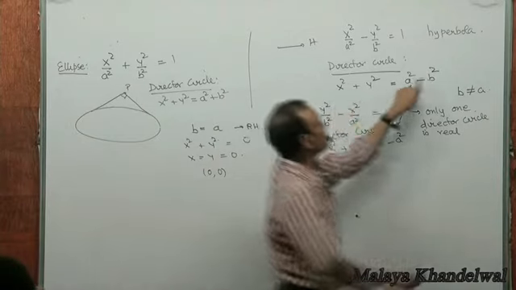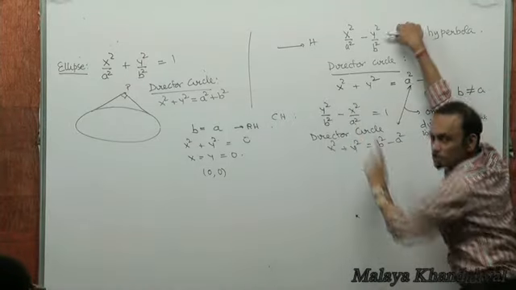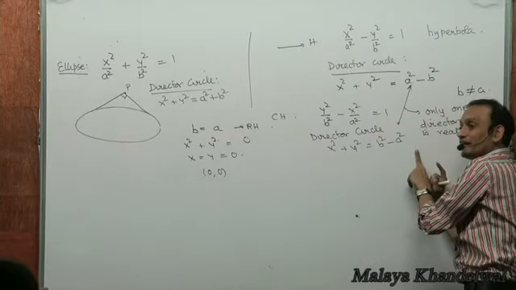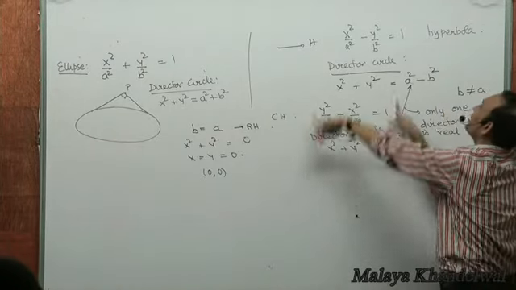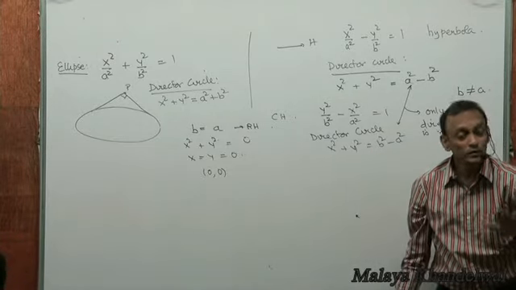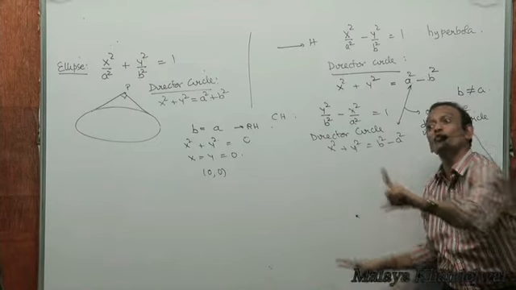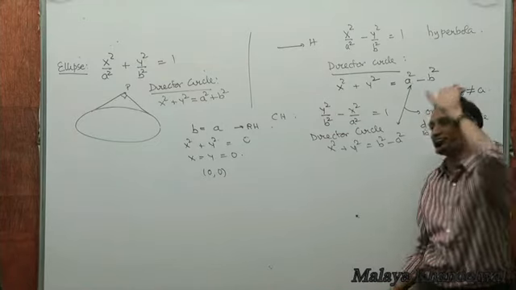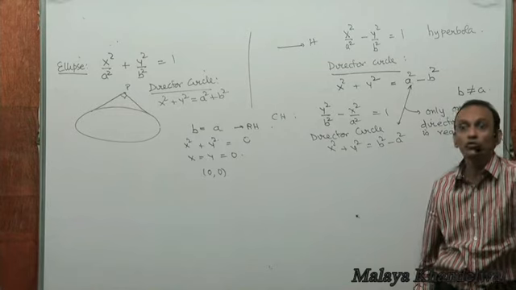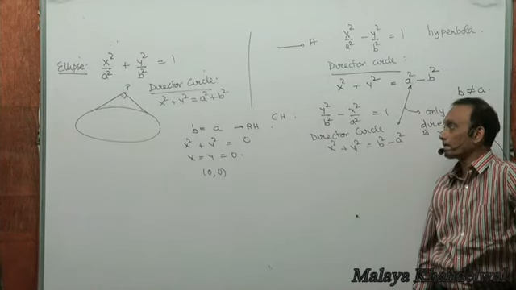If a is greater than b, the director circle of this hyperbola would be real and this would be imaginary. If b is greater than a, this director circle will be real and this would be imaginary. So if b is different from a, between the hyperbola and its conjugate, only one will have a real director circle. Yes or no? Are you all okay with this or not okay with this?